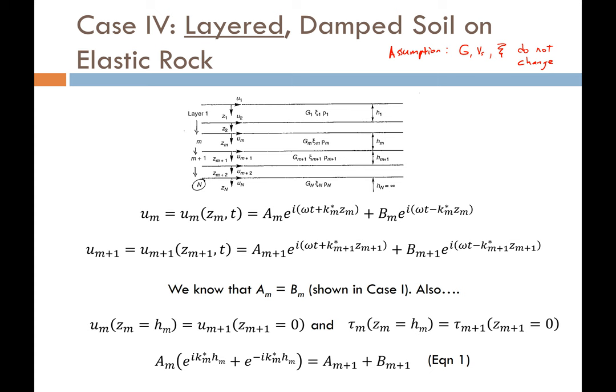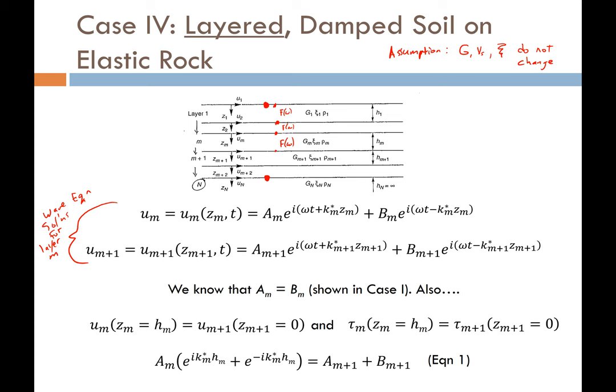So with this case 4 solution, what we have basically is a whole bunch of little transfer functions. We have a transfer function in this little layer, in this little layer, and in this little layer. And then we have all these little individual transfer functions. But ultimately what we care about is the big transfer function from the bottom all the way to the top. So what we have to do is come up with the solutions for one individual layer. So these are the wave equation solutions for layer M, some layer in our soil profile.